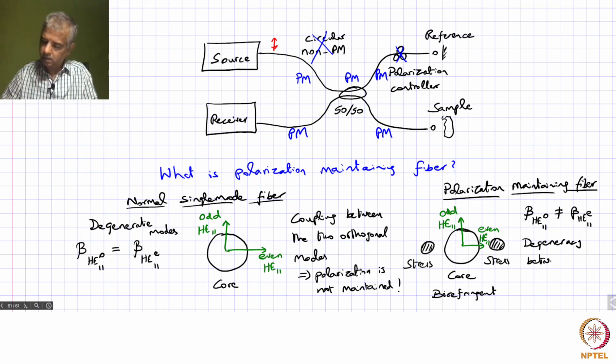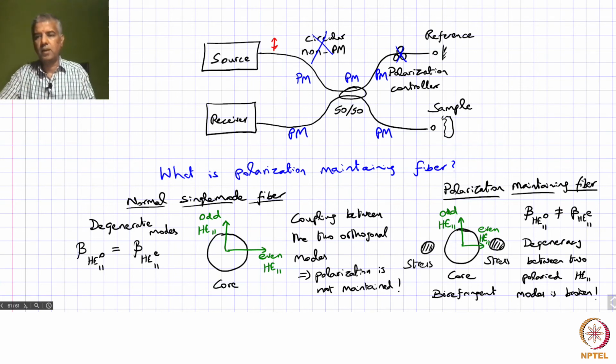between the two polarized HE11 modes is broken. Once the degeneracy is broken, if you couple into one of those polarized modes, it remains in the same polarization. And if you couple light in at, say, 45 degrees, that means it's equally coupling into the odd HE11 mode and the even HE11 mode.